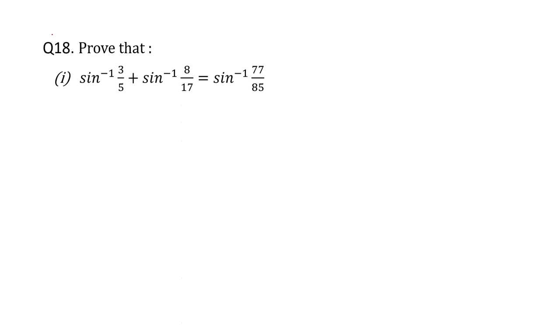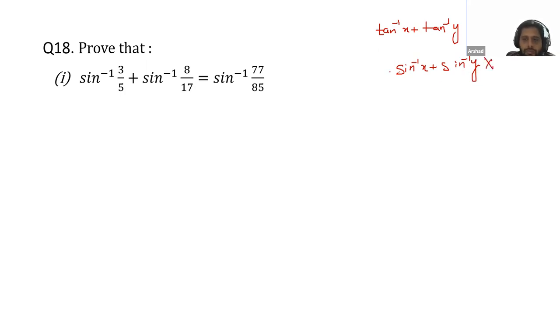Okay, this is a different type of question. Here we have sine inverse 3 by 5 plus sine inverse 8 by 17. We need to prove this is equal to sine inverse 77 by 85. You know that we have just this formula, tan inverse 6 plus tan inverse 5. In your NCERT syllabus, they have not given the formula for sine inverse x plus sine inverse y, so we can't use the formula which is given in the reference book.